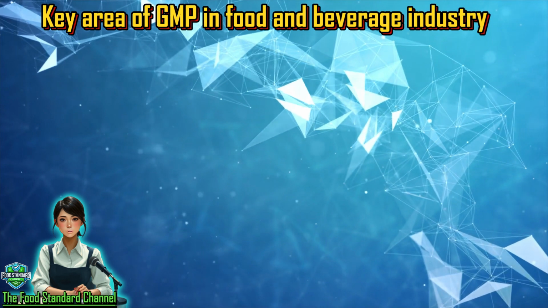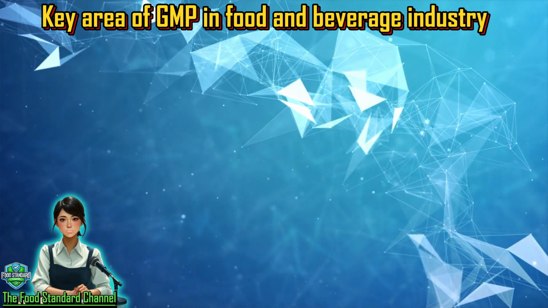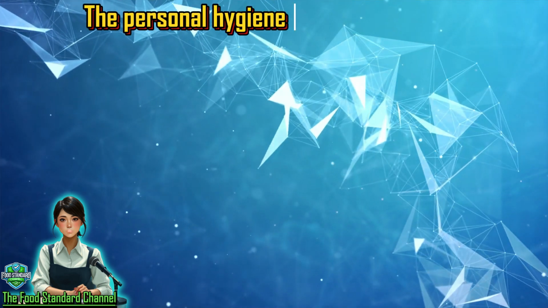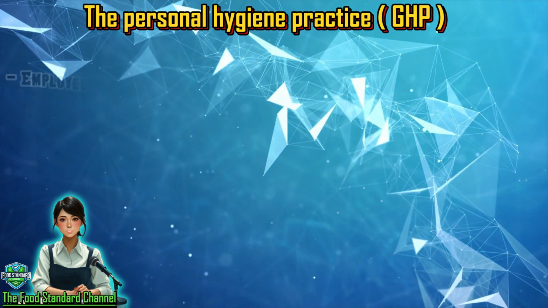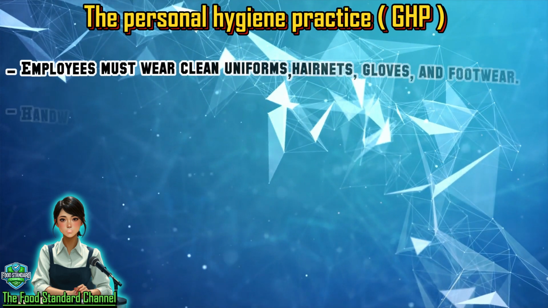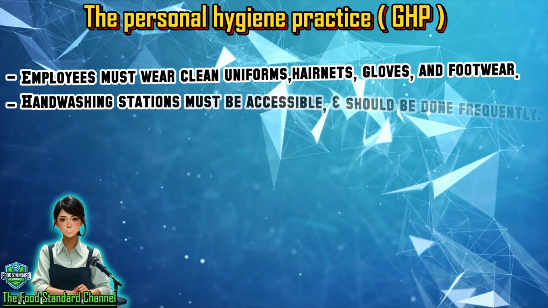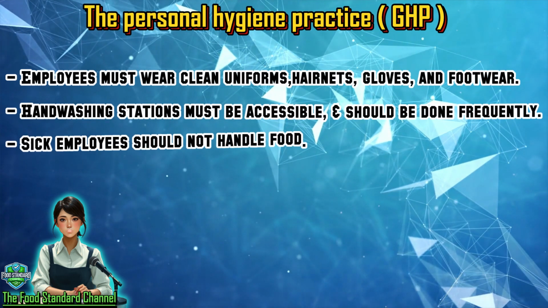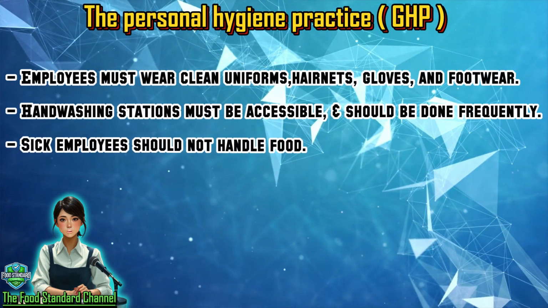Key areas of GMP in the food and beverage industry. Let's break down the key areas of GMP. The personal hygiene practice, GHP. Employees must wear clean uniforms, hairnets, gloves, and footwear. Hand washing stations must be accessible, and hand washing should be done frequently. Sick employees should not handle food.